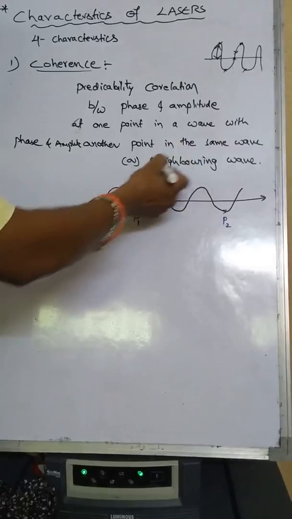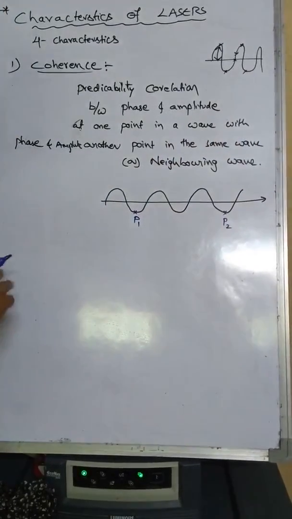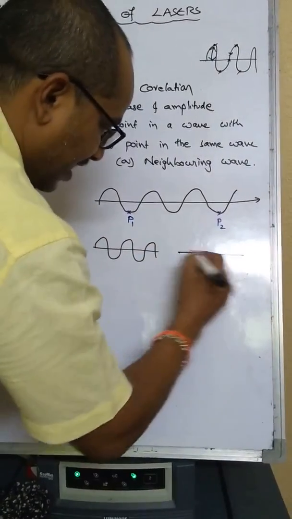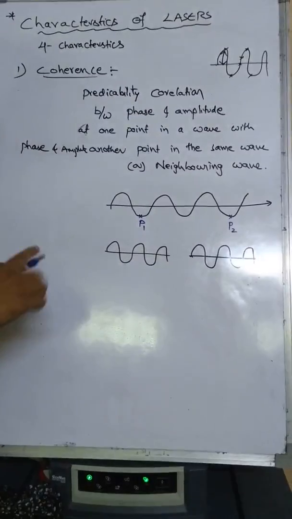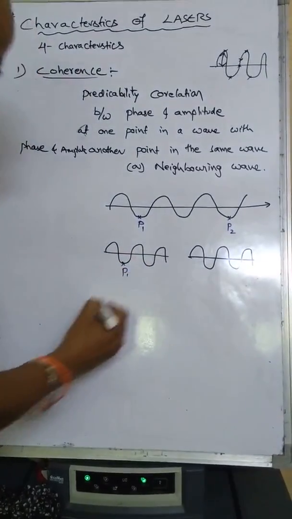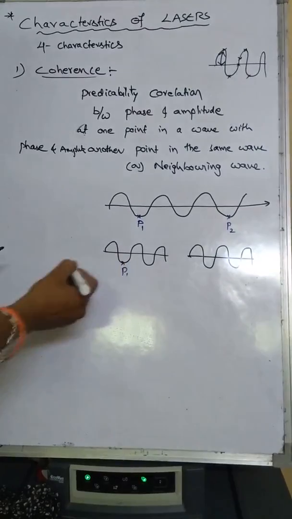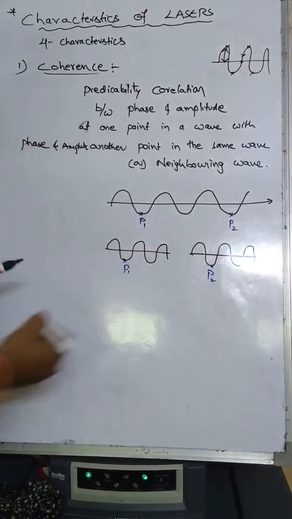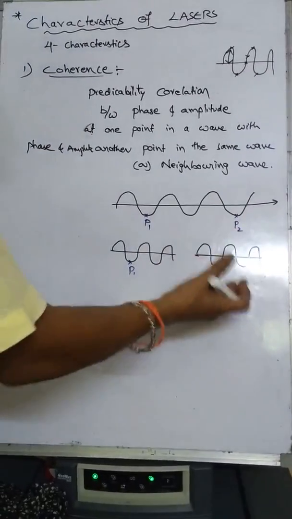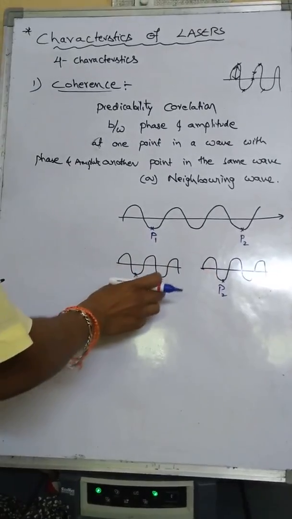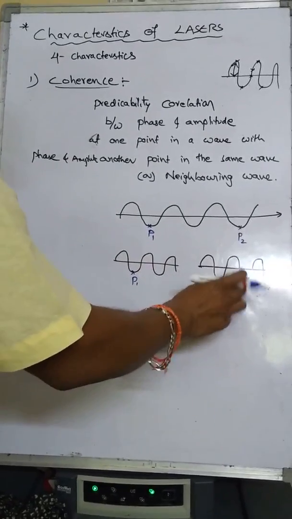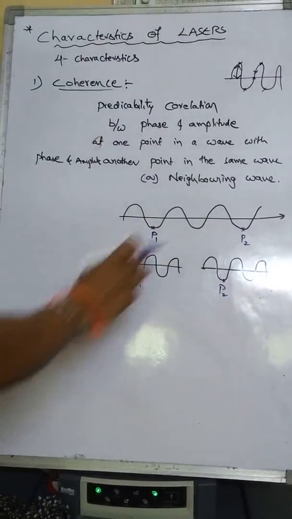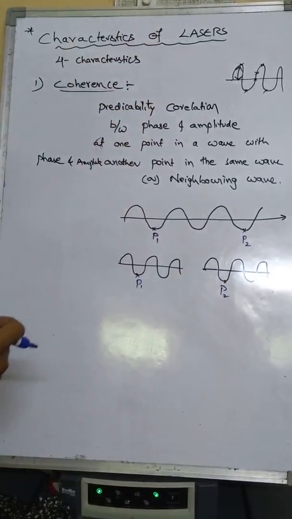Then coming to the second point, the neighboring wave. Let us consider another wave. Say this is the first wave, and say this is another neighboring wave which is propagating. Now this is a point P1, I am calculating the phase and amplitude at point P1 in one wave, and I am also calculating the same phase and amplitude in the other wave. Now if I correlate this P1 in one wave and P2, the phase and amplitude of the neighboring wave, then these 2 points are in coherence. That means the 2 waves or the particle vibrations are in coherence.